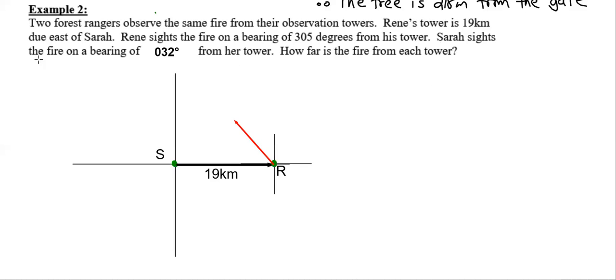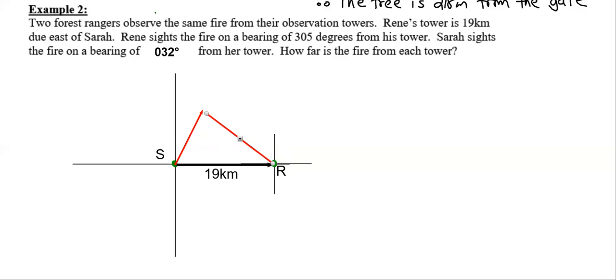Now, Sarah sights the fire on a bearing of 32 degrees. So for her, the bearing starts here, north, and I have to rotate 32 degrees in the same direction. Between here and here is 90, so that's 45, and 32 is somewhere up here. I'm going to try to make this reasonably accurate. Let's say about there. Remember, this was only supposed to be about 30 degrees, so I'm going to extend this.